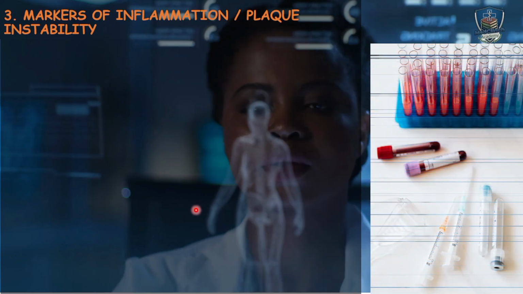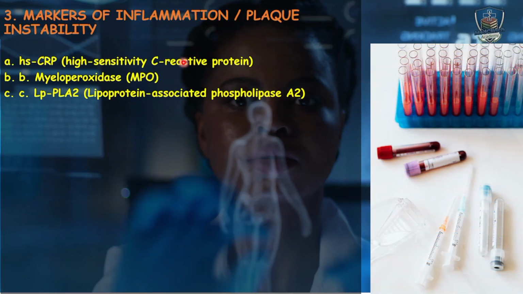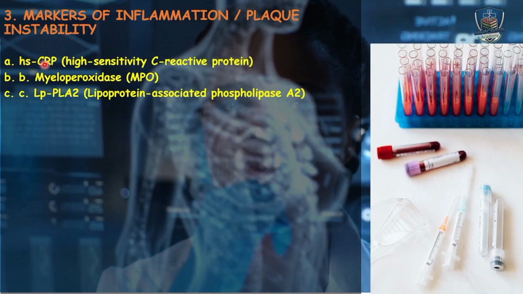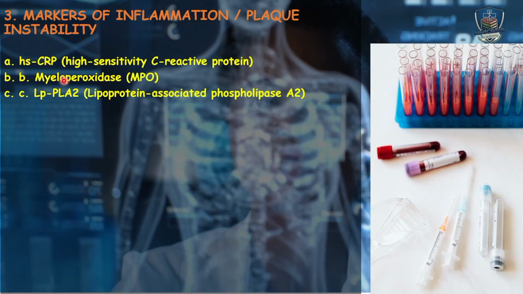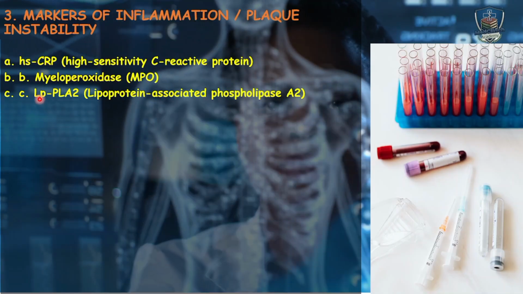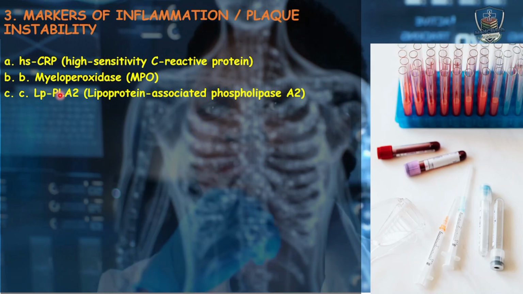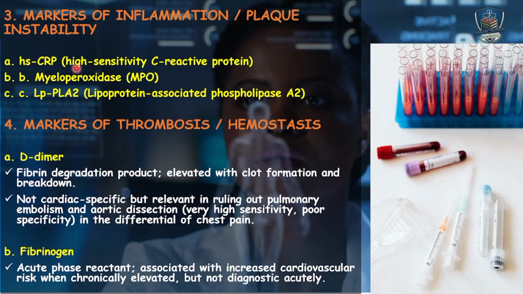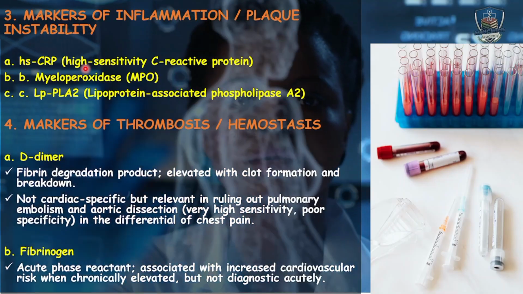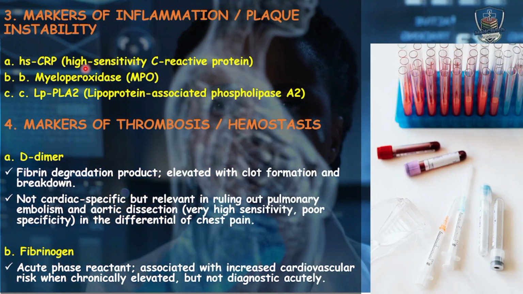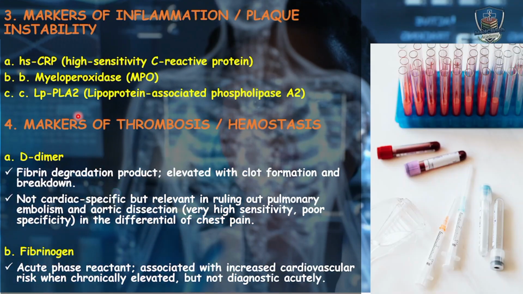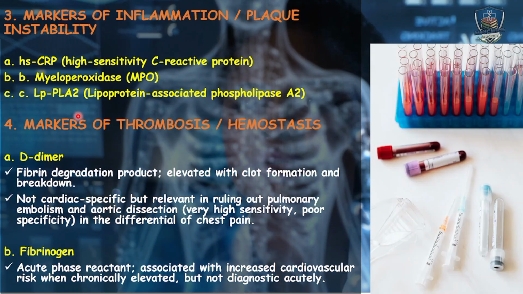This may be seen in other topics, but we've got markers of inflammation and plaque instability, the likes of high sensitivity C-reactive protein, myeloperoxidase, the MPO, and lipoprotein-associated phospholipase A2. So these three are markers of inflammation. They don't come up in exams that much, but you may see them when reading some notes. We also have markers of thrombosis or hemostasis.